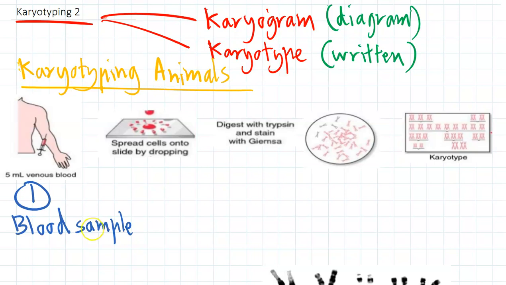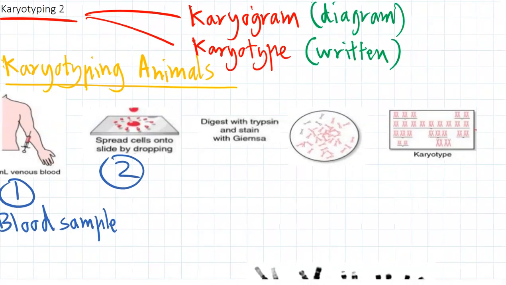So you take a blood sample because blood contains cells, and some of those cells have a nucleus. Remember, red blood cells don't. They're just there to carry oxygen and they lose their nucleus. But white blood cells have a nucleus, so we can get the chromosomes from those white blood cells. So they take the white blood cell, then they get a microscope slide, and they spread out a drop of blood onto that slide by dropping it from a bit of a height.